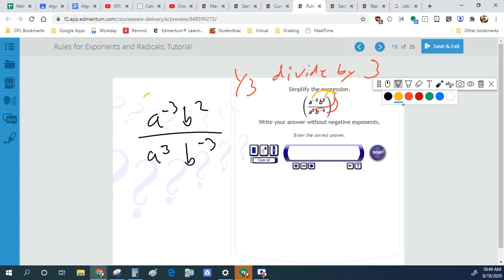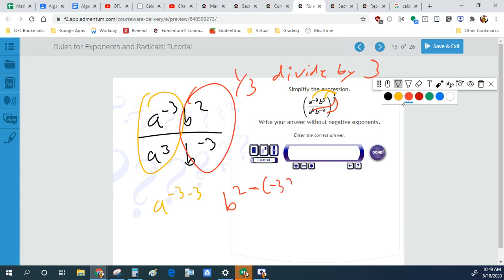Now we're going to focus on these one at a time. So we have a to the minus 3 minus 3. Because it's at the bottom, that's why I said it's going to be a minus 3. When I do the orange, we have b to the 2 minus, because it's at the bottom, negative 3. So that's going to turn this to a positive. So it becomes b to the 5 on the top. And then this is a to the negative 6, so that's a to the 6 on the bottom.